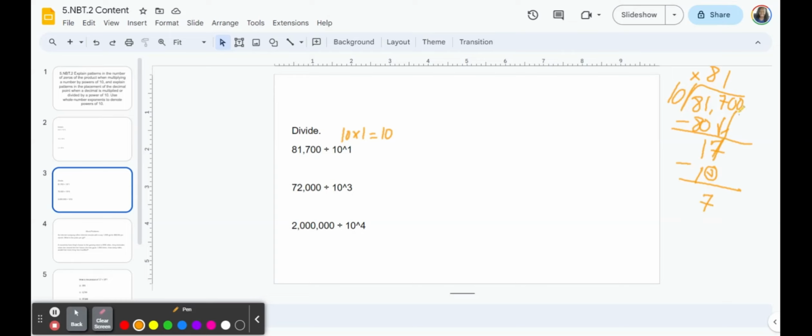Now I'm gonna drop my 0. Please excuse my arrows running into each other. So this is 70. Can 10 go into 70? Yes, it can. It can go in there 7 times. 7 times 10 equals 70. So that's 0, 70 minus 70. Then I gotta drop this last 0. And 10 going into 0, 0 times. 0 minus 0 equals 0. So we find that the answer to this particular problem is 8,170.